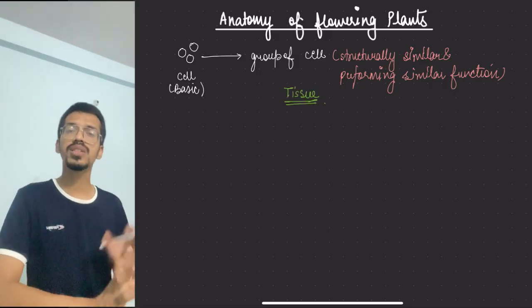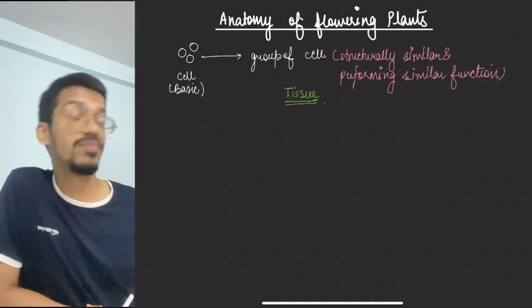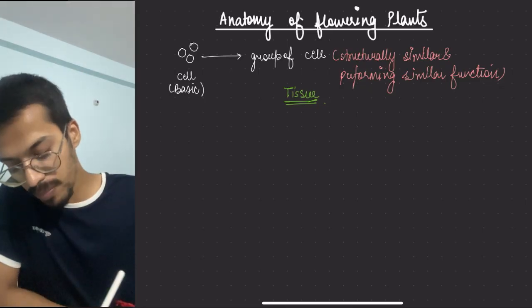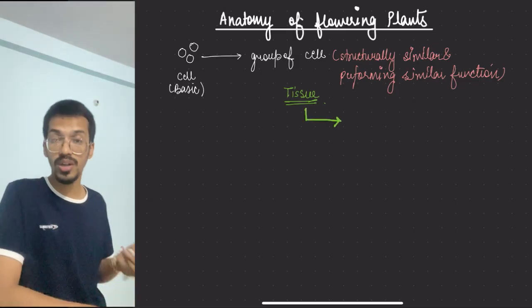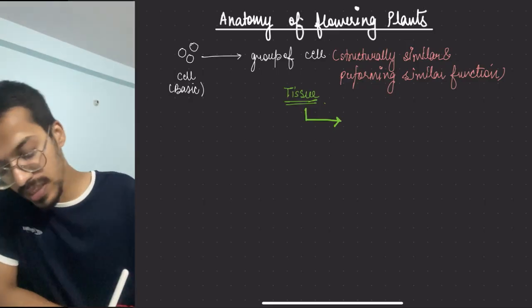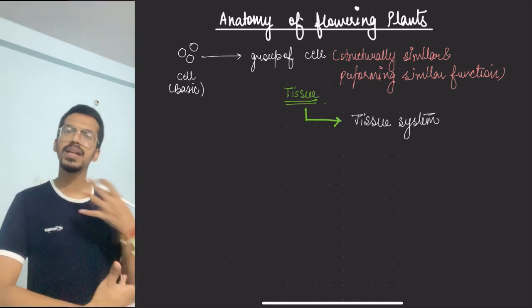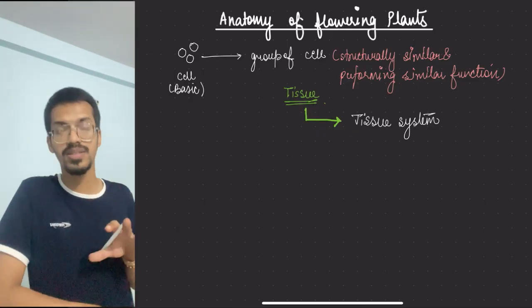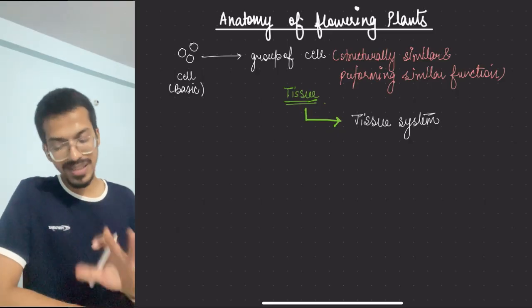Now these tissues come together, and different tissues form what? Not the organs, but the tissue system. So in the case of plants, from tissue we go directly to the tissue system, not the organ or the organ system. Like in our body we have the digestive, reproductive, excretory, and circulatory systems, plants also have tissue systems. So this is what we have to study.